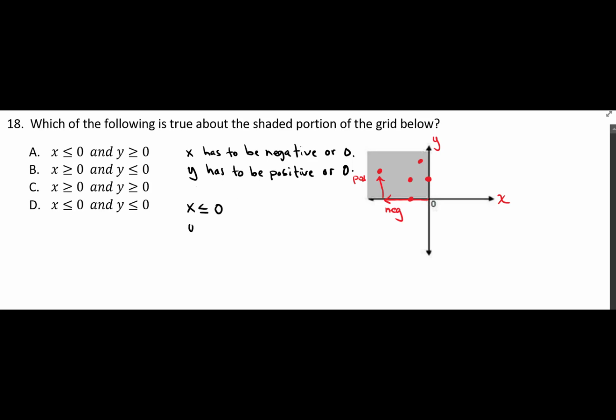And we also need to say that y has to be positive. So the numbers that are greater than 0 are positive. But they could also be 0 because it could actually land on the y-axis. So in this case, the answer is x is less than or equal to 0 and y is greater than or equal to 0.